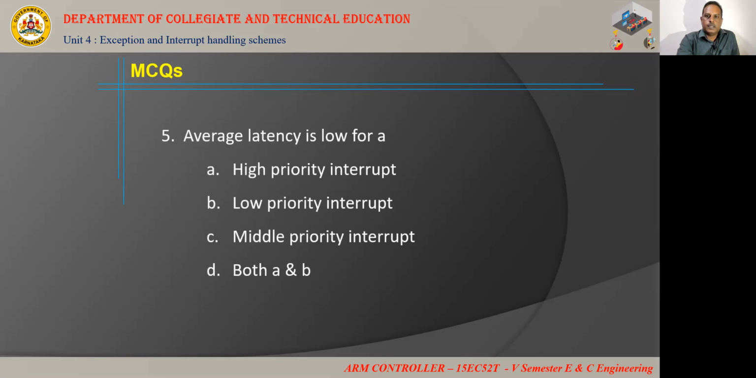Next, average latency is low for high priority interrupt, low priority interrupt, middle priority interrupt, or both A and B. See, average interrupt latency because of prioritization is low for high priority interrupts. So the answer for this question is high priority interrupt, that is option A. So this is in the context of prioritization.